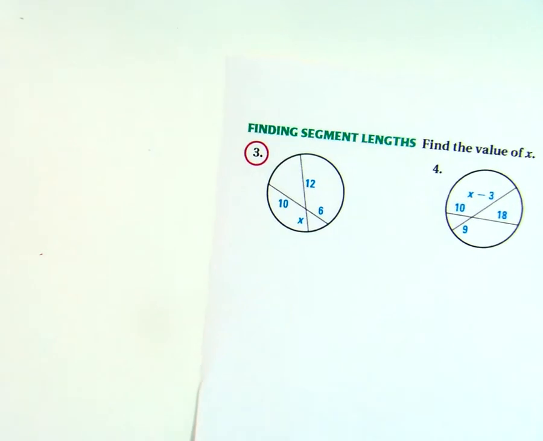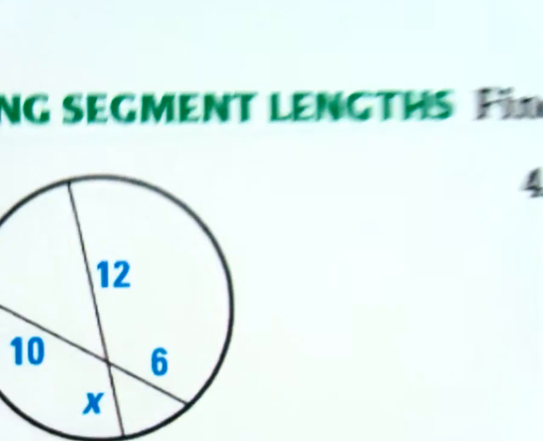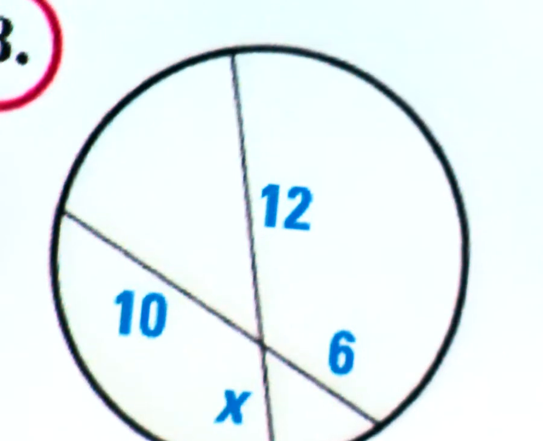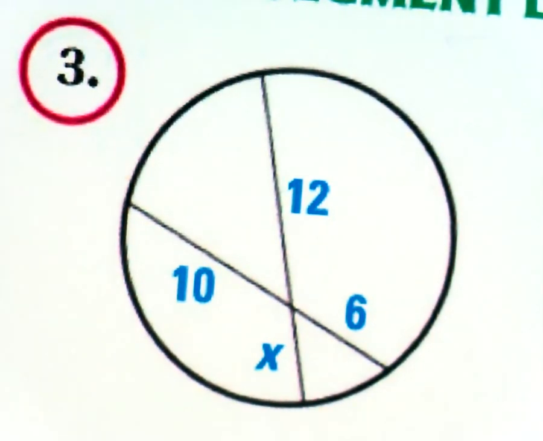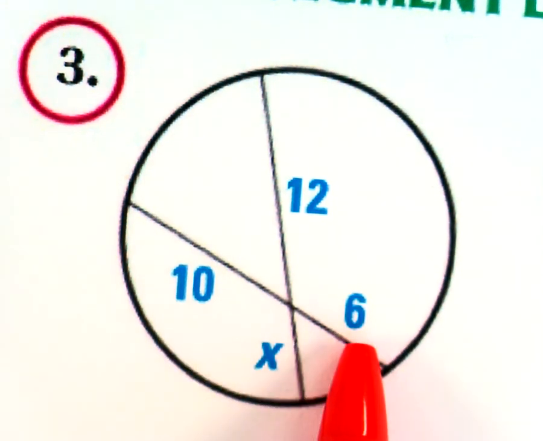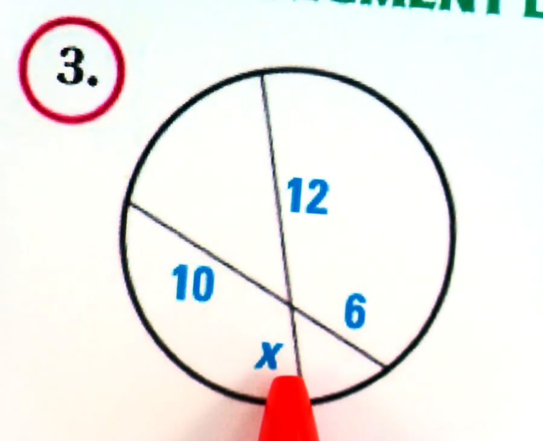Problem number 3 there. Find the value of x. Well, this isn't one of the harder ones. Doing it according to the theorem, that would be 10 times 6, which is 60, equals 12 times x, or solve that and x equals 5. If you wanted to do it proportionally, you could do 10 over x equals 12 over 6. Twice as much, that still gives you x equals 5.